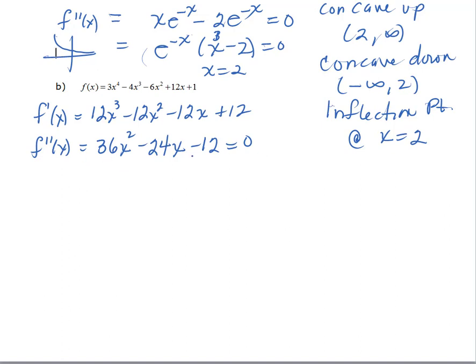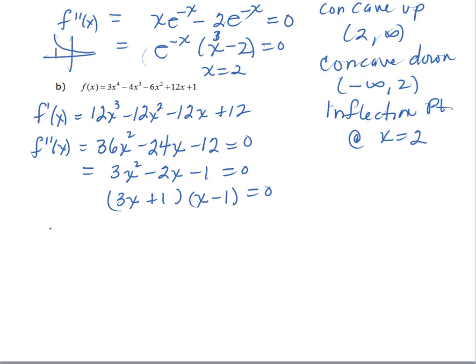Before I do anything here, I can factor out a 12, or I can divide all these terms by 12. You're allowed to divide by a constant without losing any solutions. So I'm going to rewrite this as 3x squared minus 2x minus 1 equals 0. This is factorable. It factors as 3x with an x, and this is going to be minus 1, and this will be plus 1.